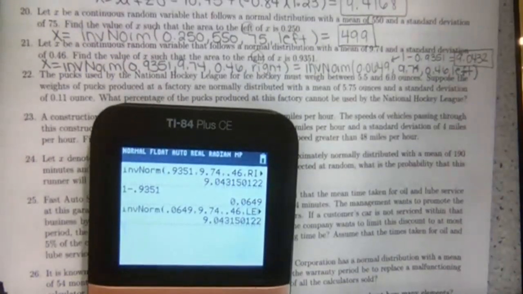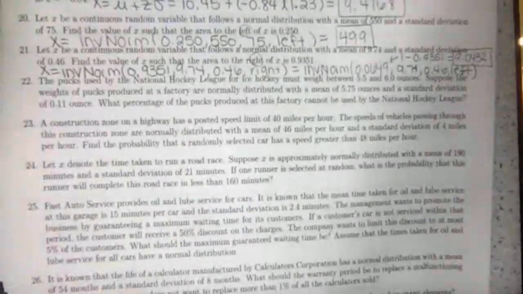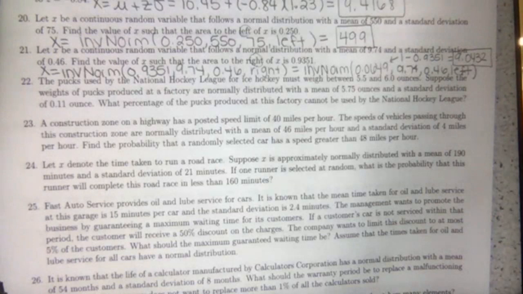Okay, so a couple different options here. So let's draw a picture.